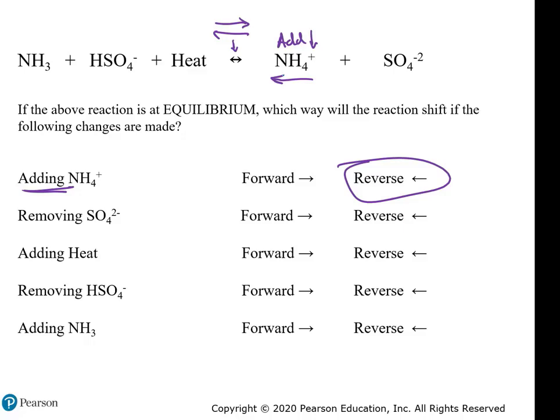What if I removed SO4 2 minus? In this one, it's going to cause the forward reaction. If I remove, that means it's going to take it away. Whatever I remove, the reaction always shifts towards whatever you take out. So it would be forward.